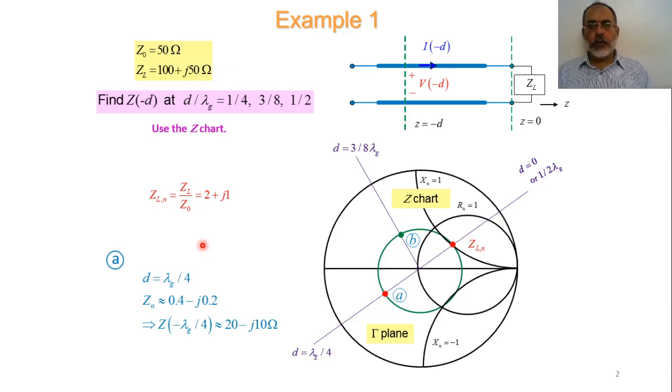As an example for applying the Smith chart, assume that we have Z load equal to 100 ohms plus j50 ohms, and this load is connected to a transmission line with a characteristic impedance of 50 ohms. So the normalized load impedance, Z load over Z naught, would equal 2 plus j1. So the normalized impedance is 2 plus j1.